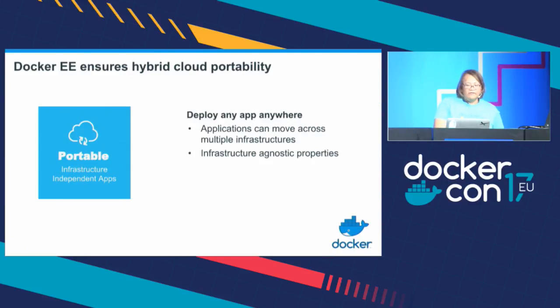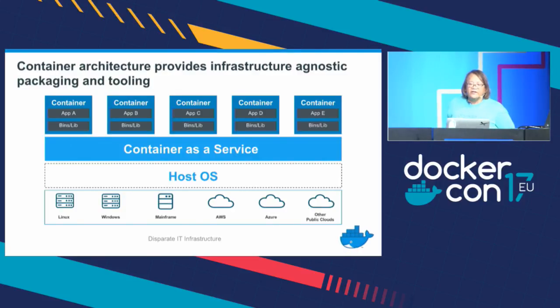One of the other legs of our program is portability. With Docker EE, we ensure hybrid cloud portability. We can deploy the application anywhere. As Arun has pointed out, we can do it in Swarm, with Kubernetes, or in ECS. So applications can move across multiple infrastructures, whether on-prem, hybrid, or otherwise; it's portable and infrastructure agnostic. If you look at the container architecture, which provides this agnostic packaging, at the very bottom you'll see all different types of operating systems, from Linux to mainframes, cloud, AWS, Azure, any other public clouds, and also the host OS.